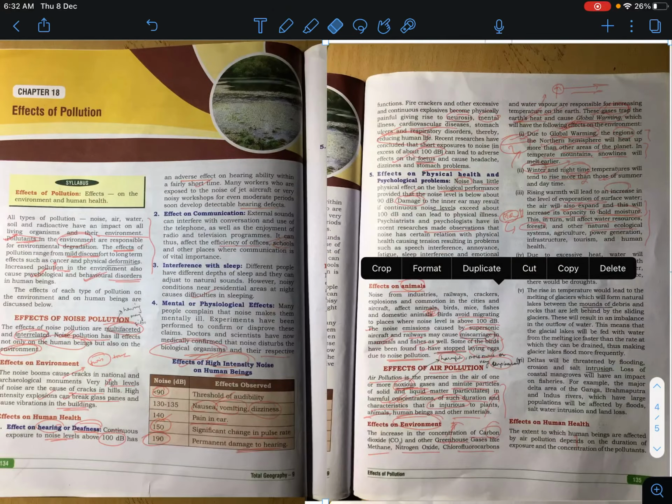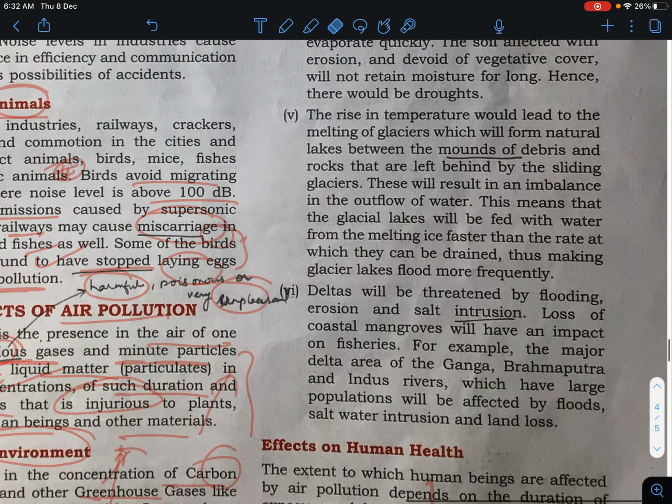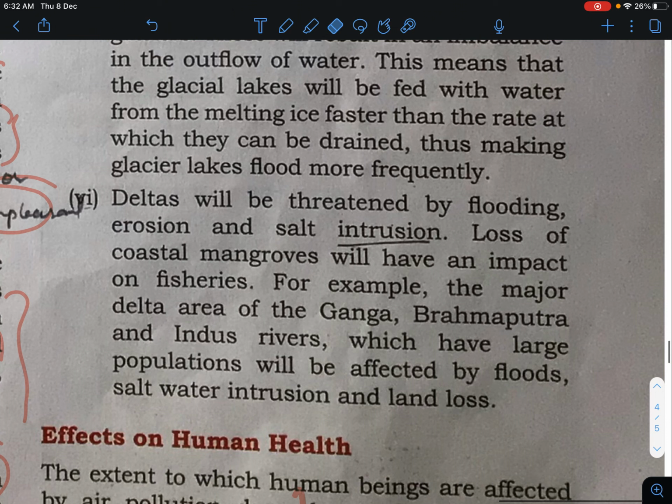Now our next topic is about deltas. Deltas will be threatened by flooding, erosion and salt intrusion. Loss of coastal mangroves will have an impact on the fisheries. If there is an increase in water, the deltas will be threatened by flooding, erosion and salt intrusion. Means that there is an infusion of salt.